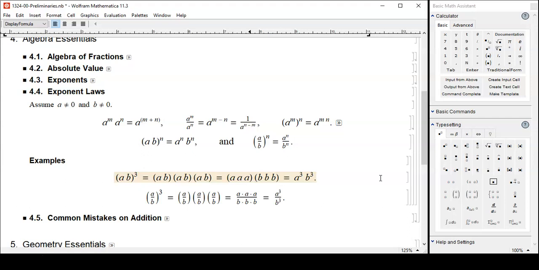You can repeat this argument for any nth power. I don't care whether it's 30th power or 300th power. Just multiply all the a's first and then b's later. Same idea applies for division as well. Instead of considering it as division, consider it as multiplying all the fractions and the numerators and denominators separately. So a to the nth power over b to the nth power.